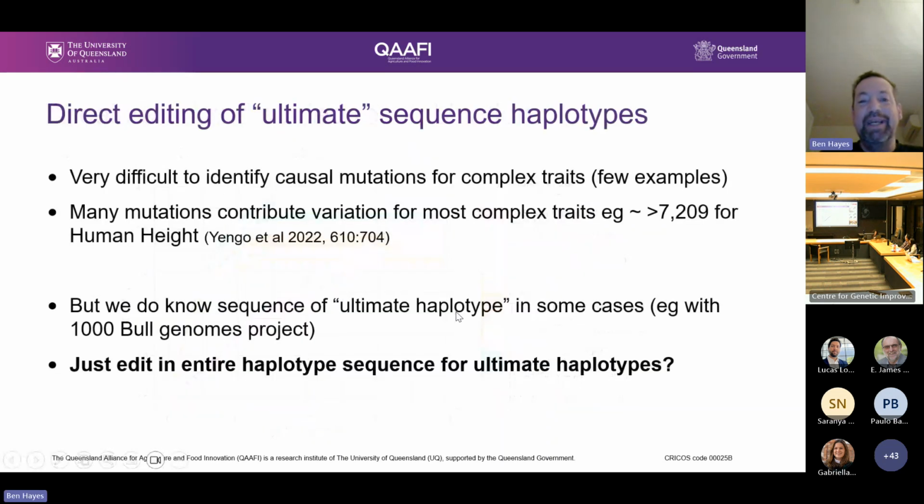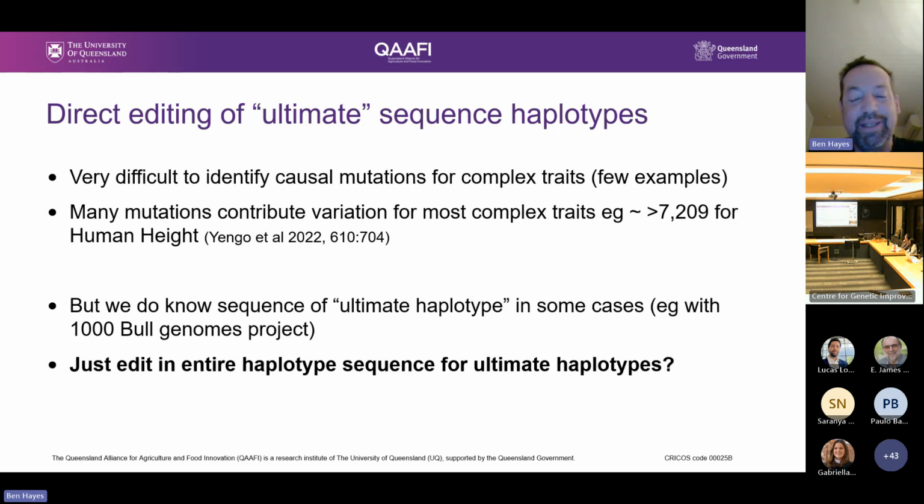So then we come to a different idea, which is just editing in the ultimate haplotype directly. And we have to say here that one of the main constraints with gene editing in livestock at the moment is it's been very difficult to actually identify causal mutations for complex traits. If you think about milk yield in dairy cattle, we actually have very few examples of actual causal mutations that we know affect milk yield. We've got QTL regions, GWAS hits, where we're very close, but we don't know the actual mutation.